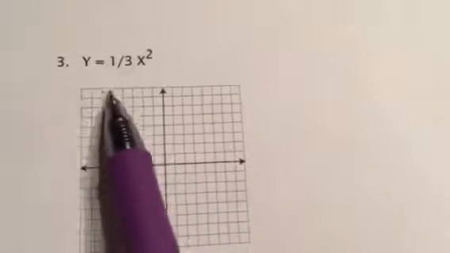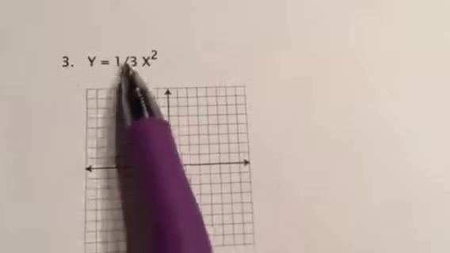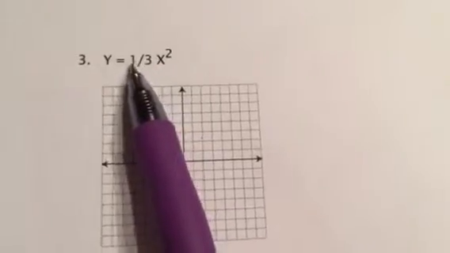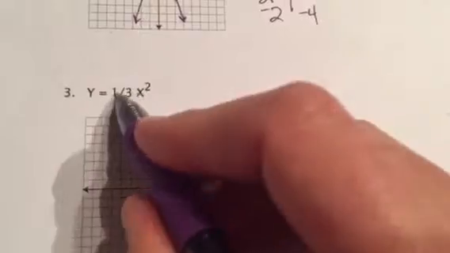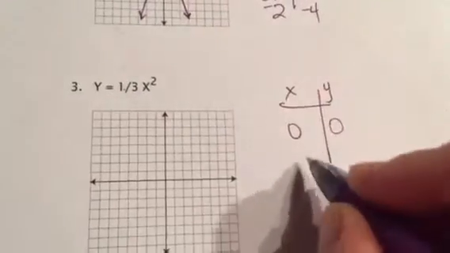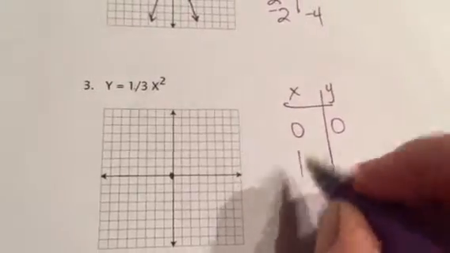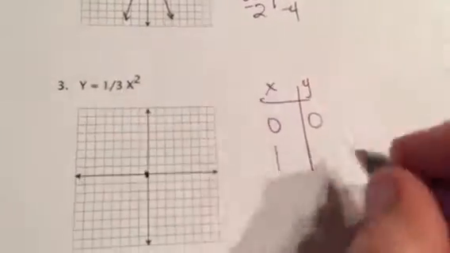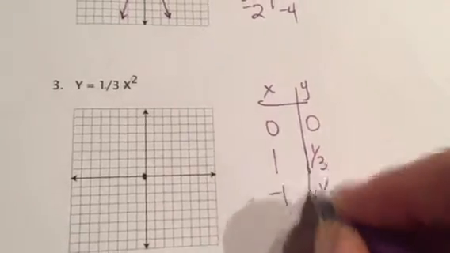Now, the x is still squared, so what it tells me is it's going to open up and be fat, like this, because it's taking him 3 times as long, or he's going up a third of the rate, okay? But again, plot a couple points and see what you get. If you plug in 0, you're going to get 0 times 1/3, which is 0, okay? So there's my vertex right there. If I plug in a 1, I'm going to get 1/3 times 1. Same thing if I plug in a -1. So that's kind of boring.